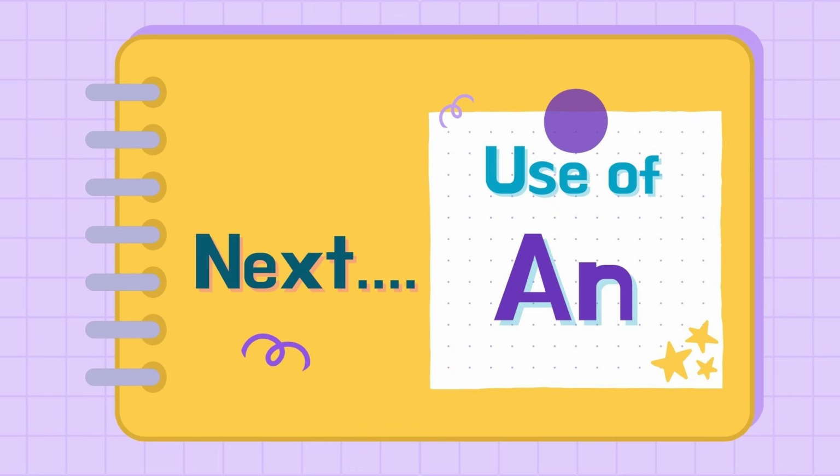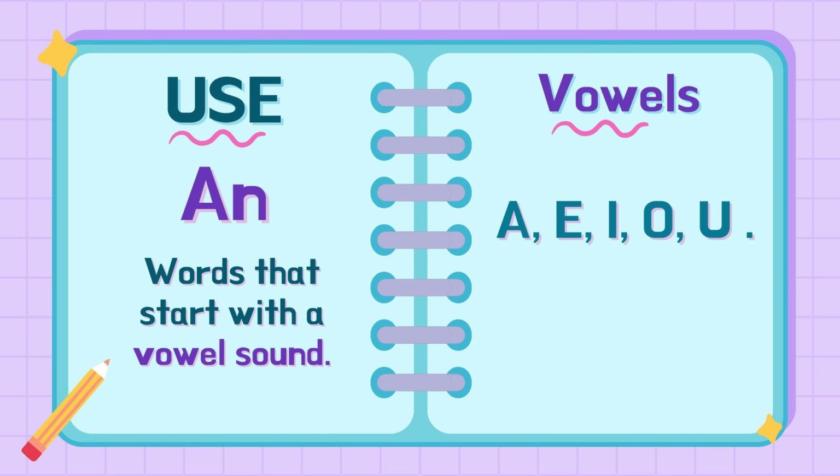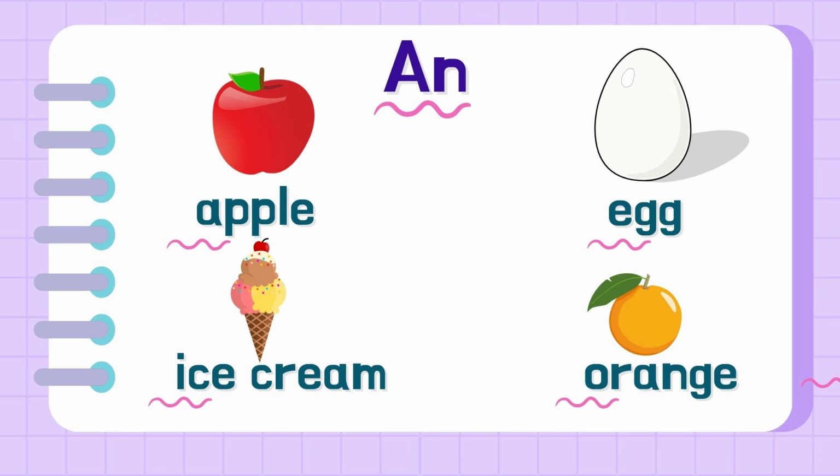Using an. We use an before words that start with a vowel sound. Remember, vowels are A, E, I, O, U. Here are some examples. Let's read the words. Apple, A is a vowel. Egg, E is a vowel. Ice cream, I is a vowel. Orange, O is a vowel.